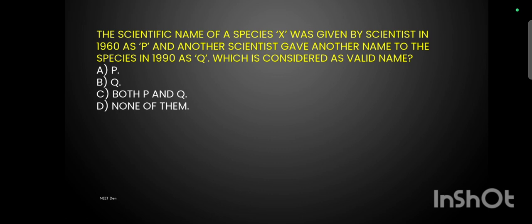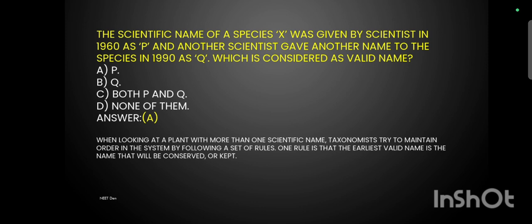Question: The scientific name of a species X was given by a scientist in 1960 as P, and another scientist gave another name to the same species in 1990 as Q. Which is considered as the valid name? Option A, P; option B, Q; option C, both P and Q; option D, none of them. So the answer is A, P.